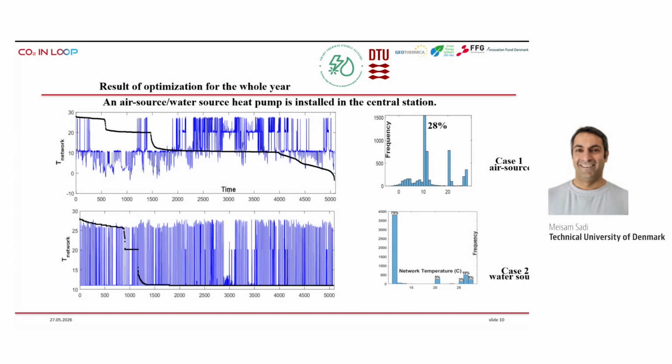And we can conclude here that if we use the water source system, because 75% of the time the optimal temperature of the system is fixed, we do not need any more control system for the temperature of the network, if we can identify the right and proper temperature of the system.